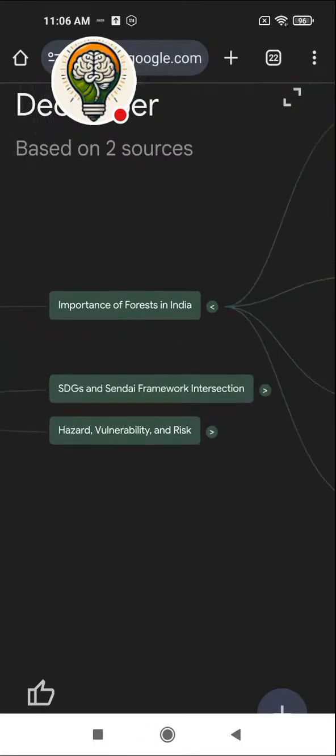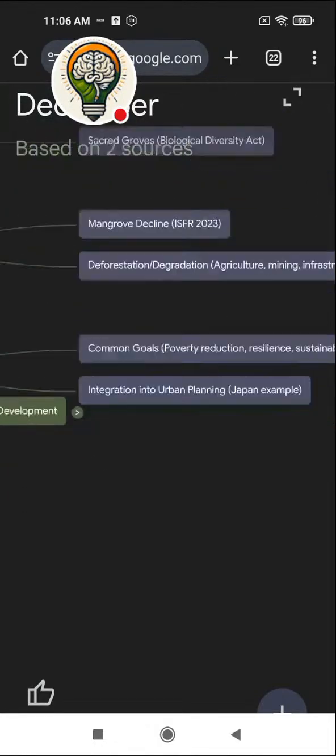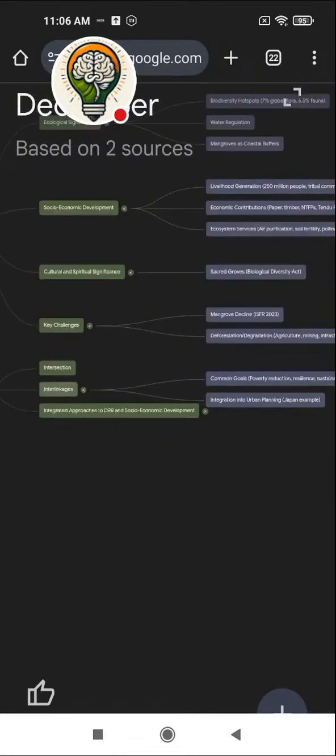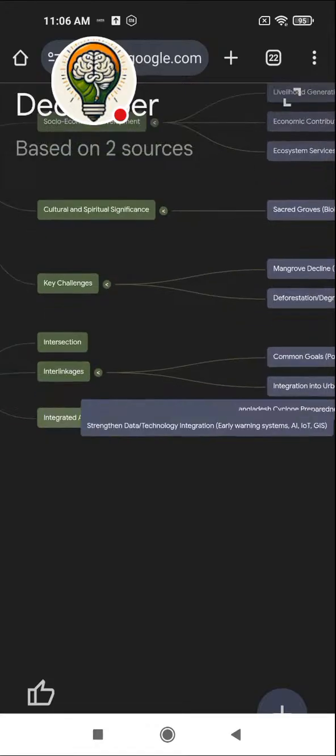So then the disaster management. So SDG and Sendai framework intersection. So interlinkage of SDG and Sendai, so common goal, poverty reduction, resilience and sustainability, integration with urban planning, Japan example. So integrated approach to DRR, socio-economic development.